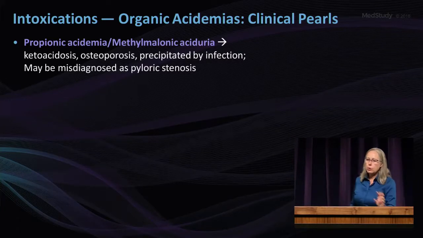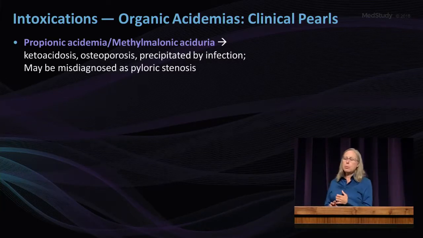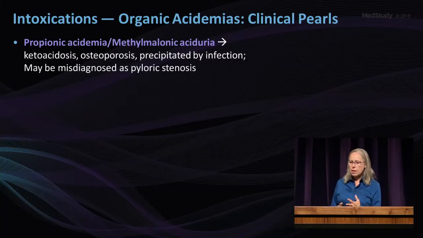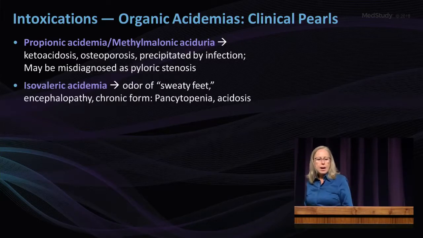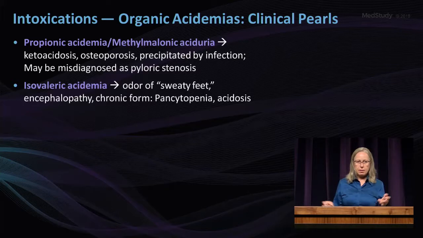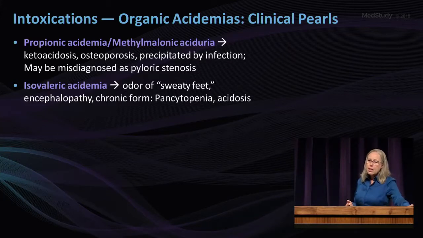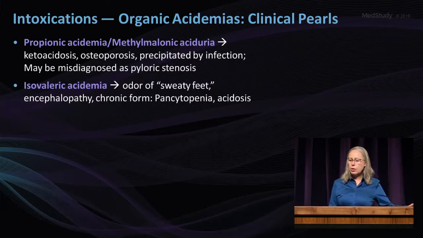All right, clinical pearls for the organic acidemias. The propionic and methylmalonic will give you the ketoacidosis, osteoporosis. All of these can be precipitated by infection, which then cause you to go down this disordered metabolite route. They can be misdiagnosed as pyloric stenosis. Isovaleric is the sweaty sock disorder. So if you have the smell of sweaty feet or sweaty socks, think about isovaleric. They have an encephalopathy. The chronic form can give you pancytopenia and then again recurring acidosis.